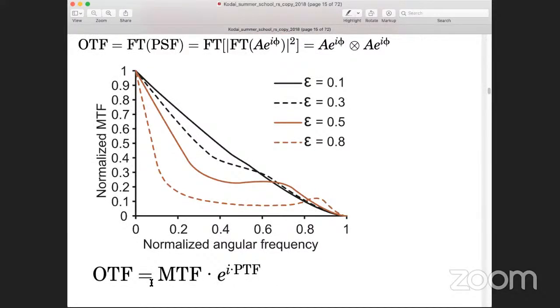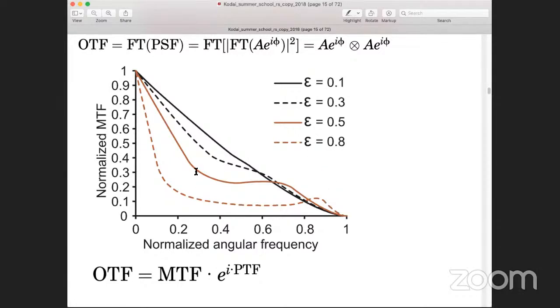And so we can write it as the product of two functions: the modulation transfer function, which is the amplitude part, and the phase transfer function, which is the phase part. If we take just the amplitude part alone, it will appear like this. For an ideal telescope without any obscuration, this is a one-dimensional function, normalized angular frequency versus normalized MTF. You get almost the black line. And if you have an obscuration, okay, I think the black line itself is an obscuration of 10%. If you have more and more obscuration, you can see that the optical transfer function is changing as a function of spatial frequency.